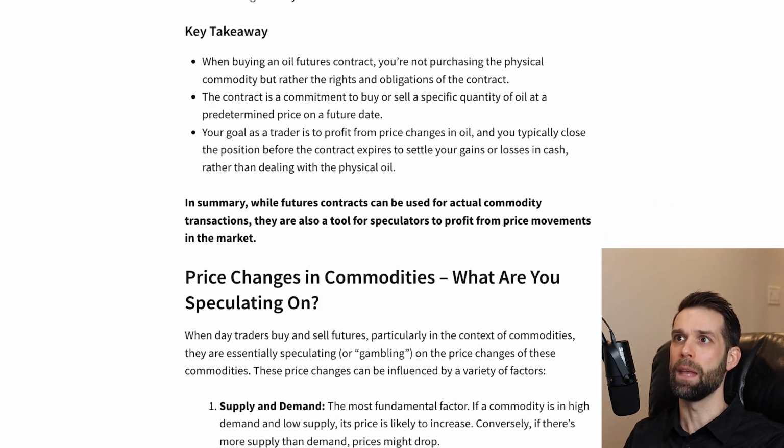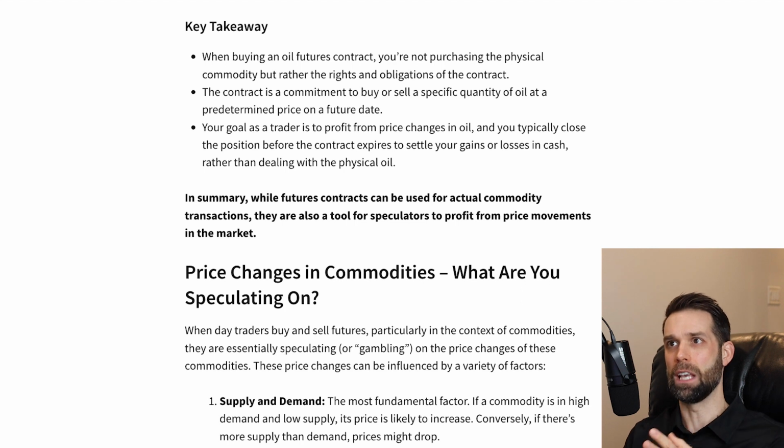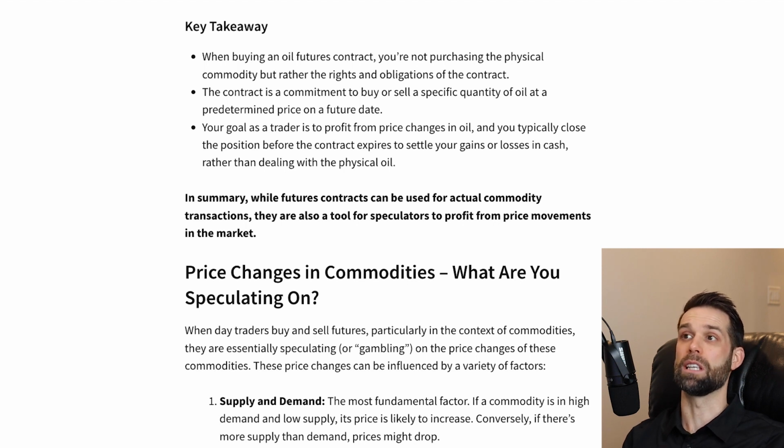So key takeaways: when buying an oil futures contract, or again, any futures contract, you're not purchasing the physical commodity, but rather the rights and obligations of the contract. The contract is a commitment to buy or sell a specific quantity of oil at a predetermined price on a future date. Your goal as a trader is to profit from price changes in the commodity like oil, and you typically close the position before the contract expires to settle your gains or losses in cash rather than dealing with any of the physical oil.